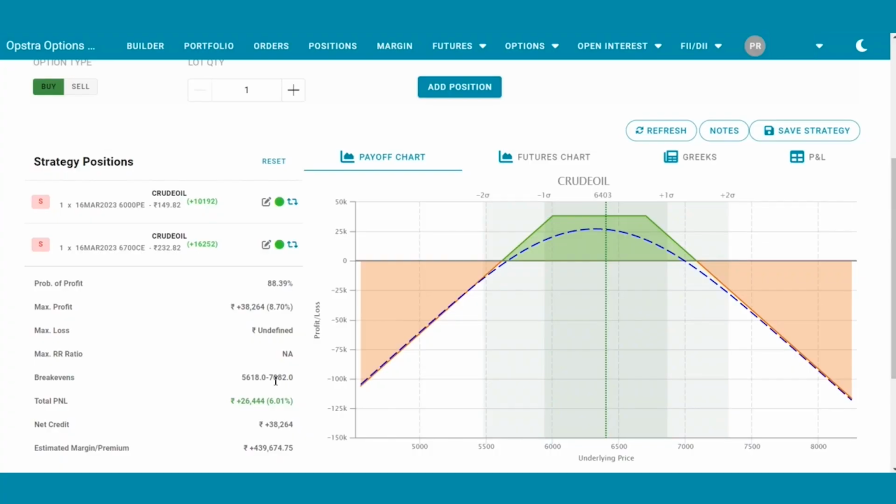I mean, there are many other possibilities. This is just one strategy using options. And one point I want to mention here is that now in Opstra on the securities version, you can plot these payoff charts, which may not be available elsewhere. So that's one advantage of doing the payoff charts for crude oil.